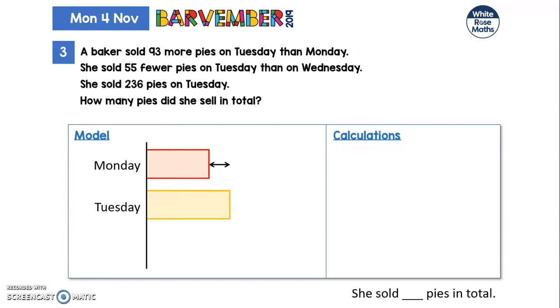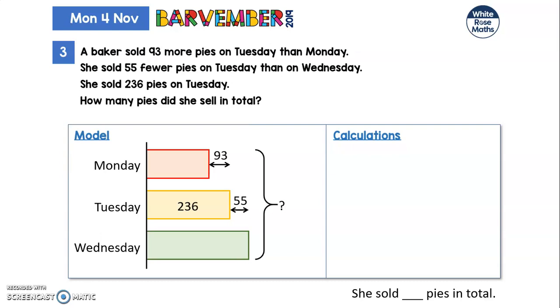So first of all, if we take the first bit of information, the baker sold 93 more pies on Tuesday than Monday. So I know the difference between the bar for Monday and Tuesday is 93. Then the next part, she sold 55 fewer pies on Tuesday than on Wednesday. So my bar for Wednesday must be bigger, and the difference between the lengths of the bars must be 55. I'm then told she sold 236 pies on Tuesday. How many pies did she sell in total?